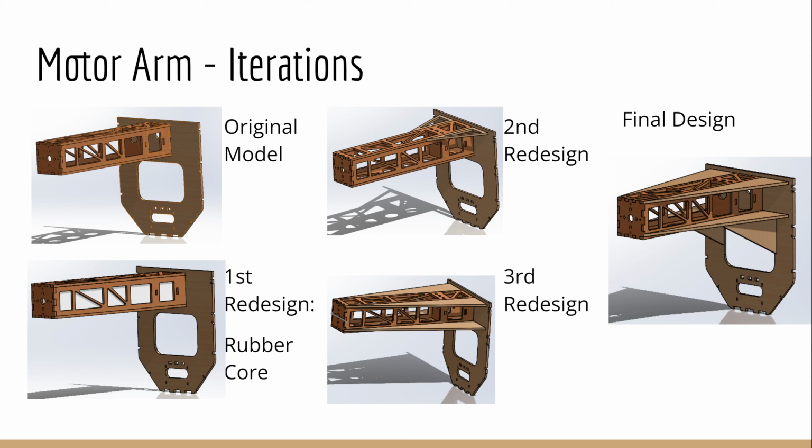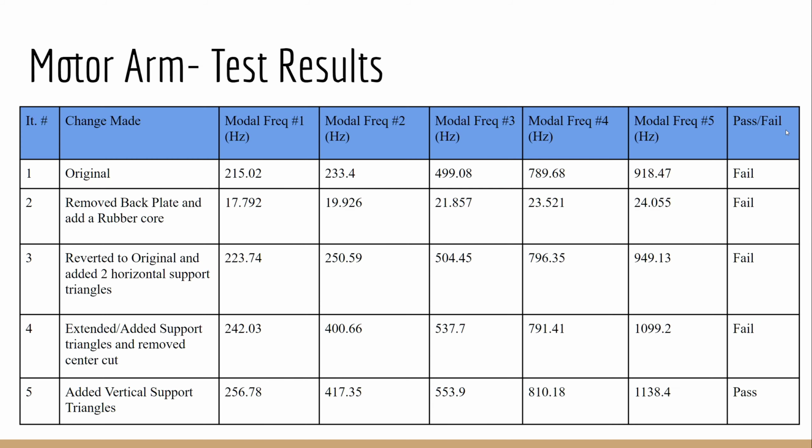The tests were conducted with supports being added around the motor arm, and the first 5 modal frequencies were analyzed. If any of the modal frequencies were below 250 Hz, then the test would be considered a fail. The final design had a minimum frequency of 256 Hz, which passes the preset criteria. Here's a table displaying the various frequencies of each iteration.